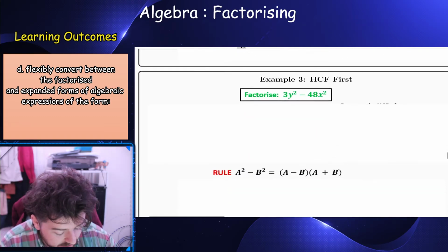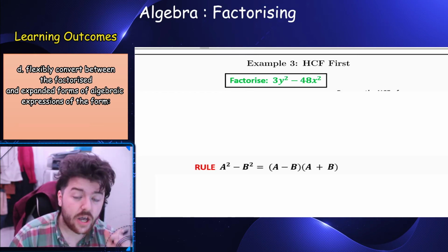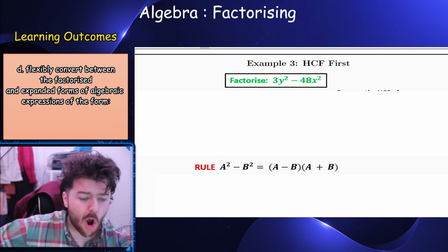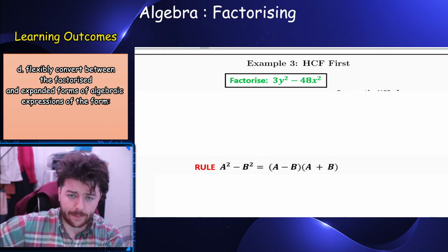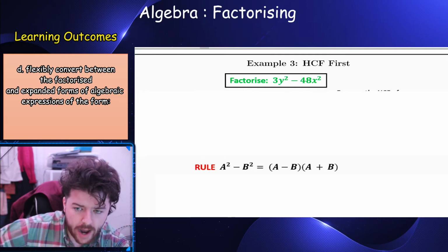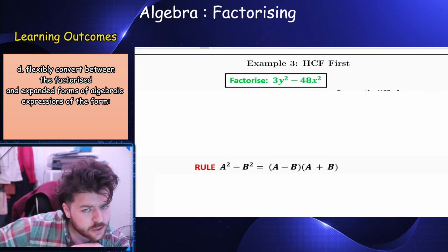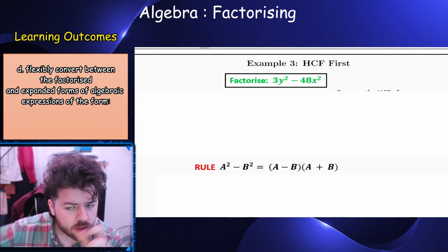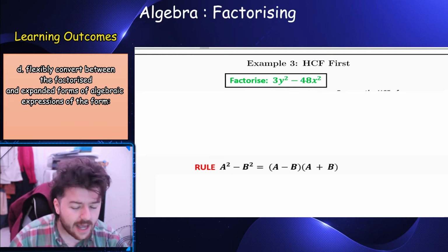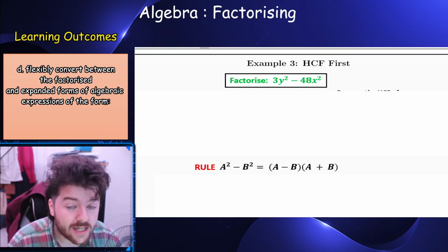Now finally, I can have an example where I need to do highest common factor first. So I'm looking at this one here, 3y squared minus 48x squared. Okay, I have two terms. There's a minus. I'm seeing some squared bits, I have a y squared and an x squared. And now the juices are flowing. I'm like, this might be a difference of two squares in disguise. And it is. So first, I need to do highest common factor.